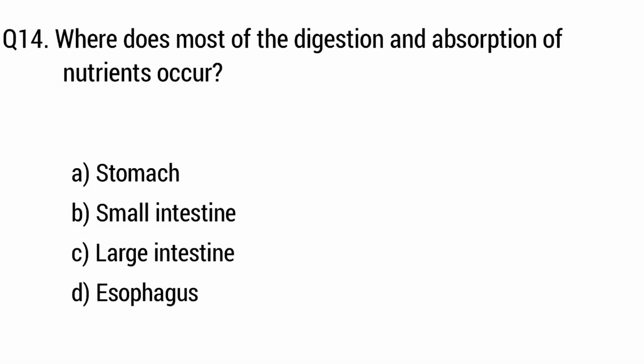Question 14. Where does most of the digestion and absorption of nutrients occur? Option A. Stomach, B. Small intestine, C. Large intestine, D. Esophagus. But the right answer is option B. Small intestine.